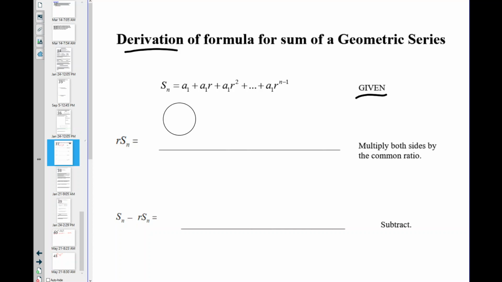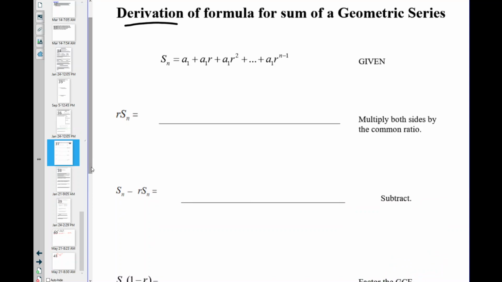Okay, so now let's follow the steps. We're about to prove, like a proof in geometry, that the formula works. What does the next step say to do? Multiply both sides by the common ratio. What's the common ratio? R. So if you notice here, we took the left side and we multiplied it by R. Just make it R times the sum.